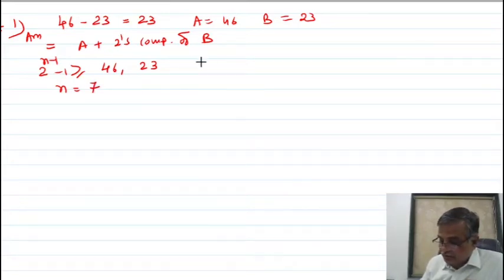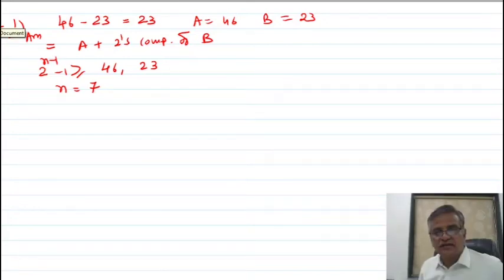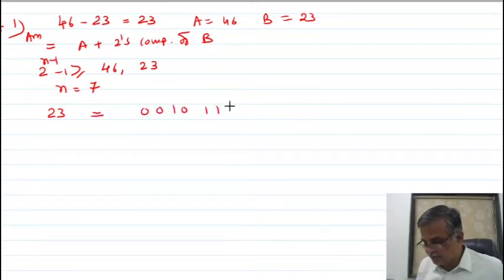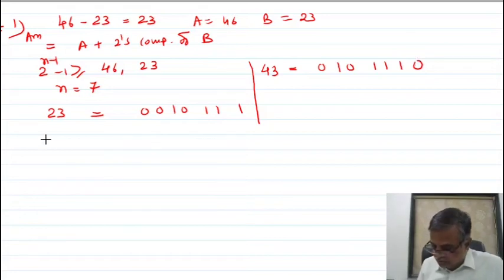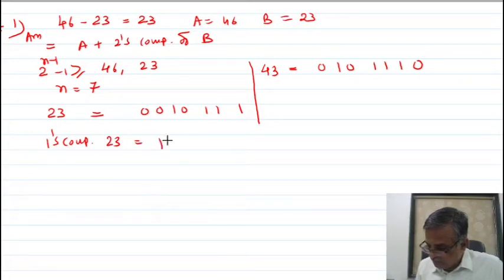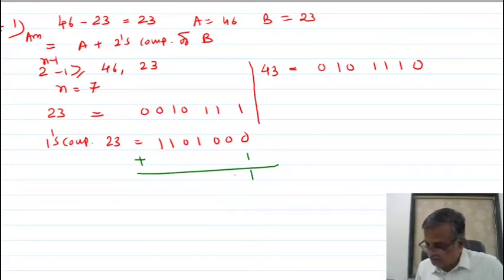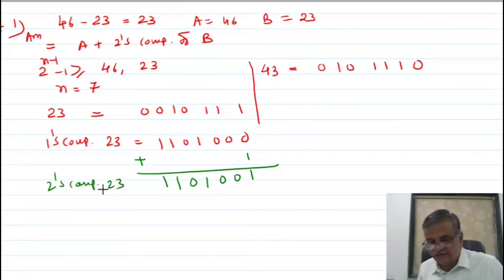Now in 7 bits, 23 is written as 0 0 1 0 1 1 1, and 46 is represented as 0 1 0 1 1 1 0. Let us find the first complement of 23. It is 1 1 0 1 0 0 0. Now for the 2's complement I have to add 1, giving 1 1 0 1 0 0 1. This is the 2's complement of 23.